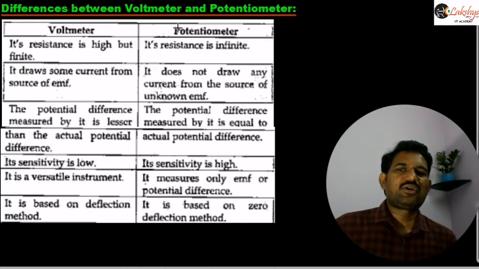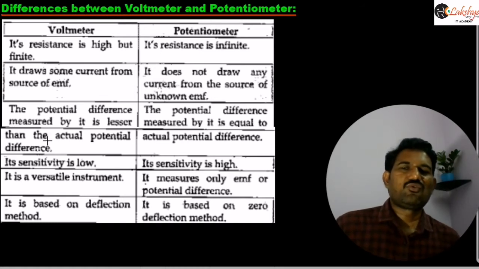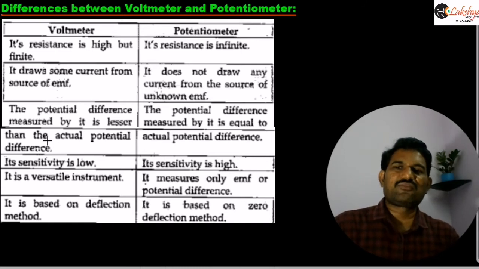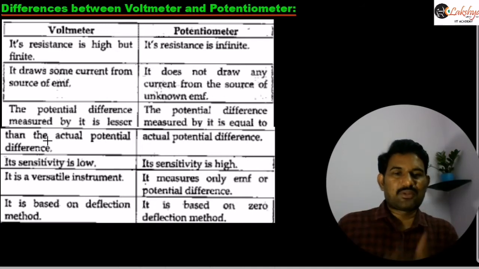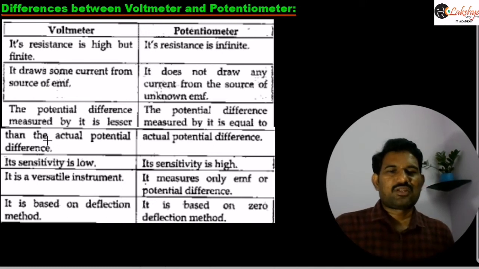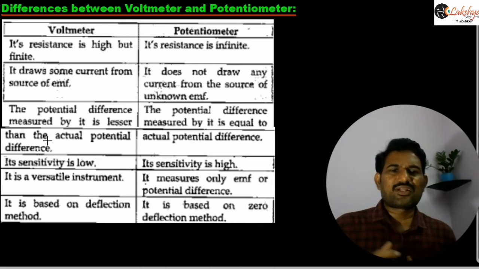And now let us see some differences between the potentiometer and voltmeter. We know this voltmeter is used to find the potential difference between 2 points, or we can measure the EMF of the circuit, and the same thing we can also measure by this potentiometer, and we said the potentiometer is accurate when compared to the voltmeter. So now let us see some differences. What are the major differences between the voltmeter and potentiometer here?